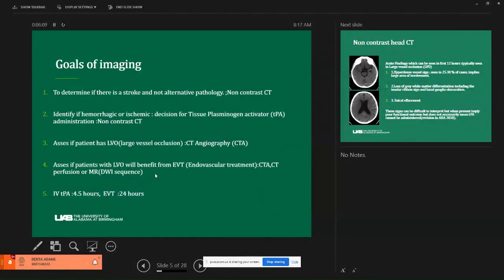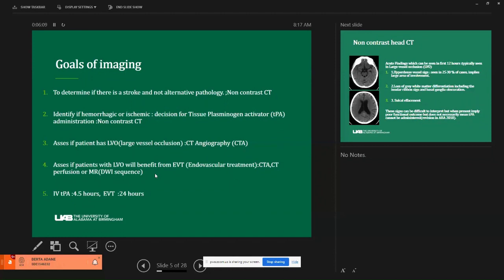So let us just review the findings on a non-contrast head CT. The acute findings are actually not typically seen in the first 12 hours. Typically, when a patient comes in with a code stroke, most of the code strokes we see are usually small thrombotic strokes. When I say thrombotic stroke, it's a small occlusion in a distal cortical branch or a small lenticulostriate perforator branch.